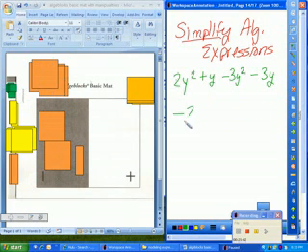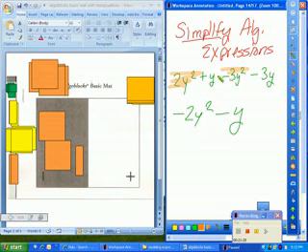So what am I left with in my model? I'm left with a negative 2y squared minus y. So negative 2y squared minus y. So that's what the model looks like. Let's see how that worked out on paper.